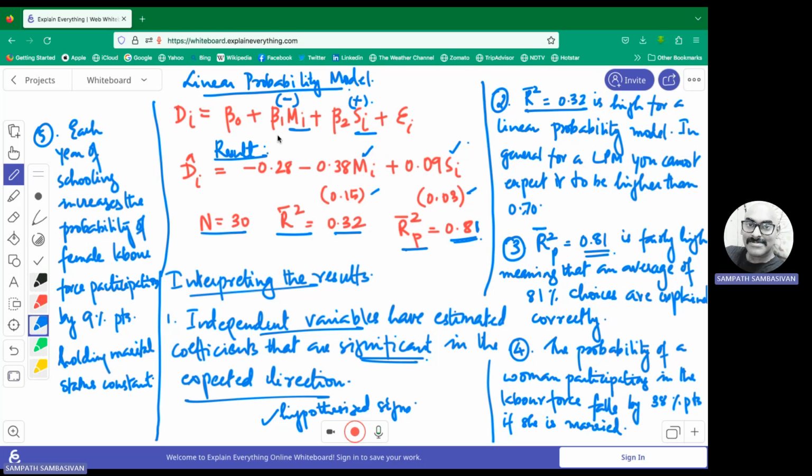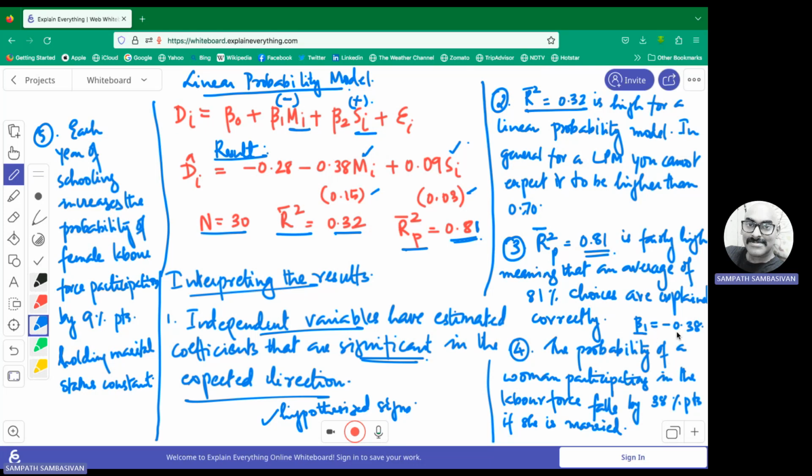Now coming to these coefficients, take for example beta 1. What is beta 1's estimated value? Beta 1's estimated value is minus 0.38. What does it mean? We have earlier seen that in a linear probability model, the coefficients indicate the change in the probability that di would take a value equal to 1, isn't it? That's basically what we have talked about.